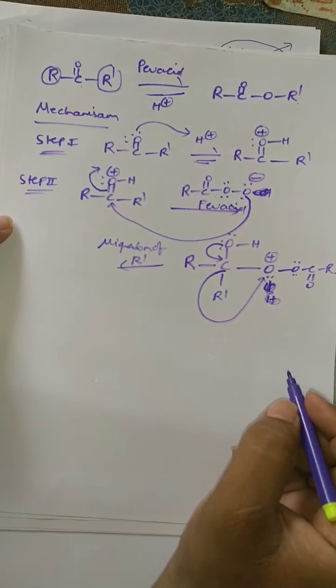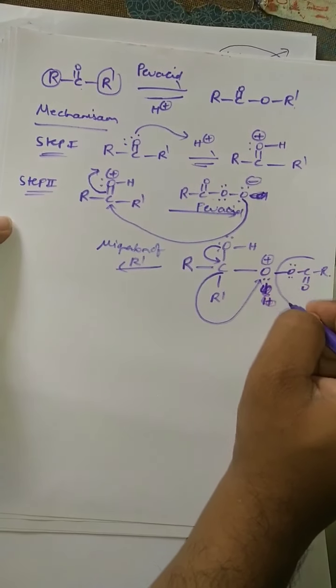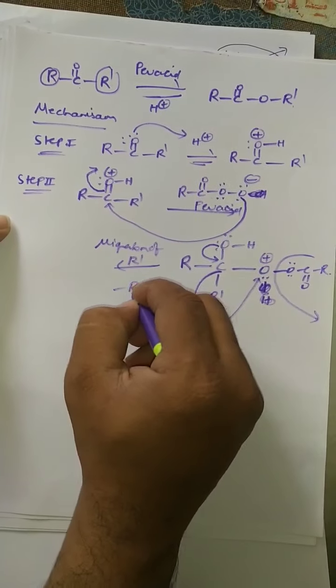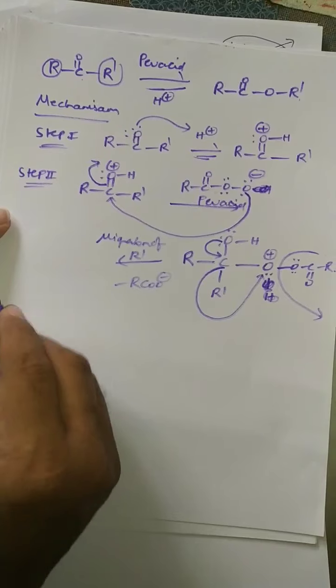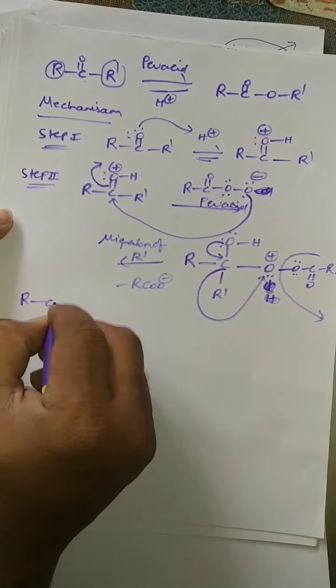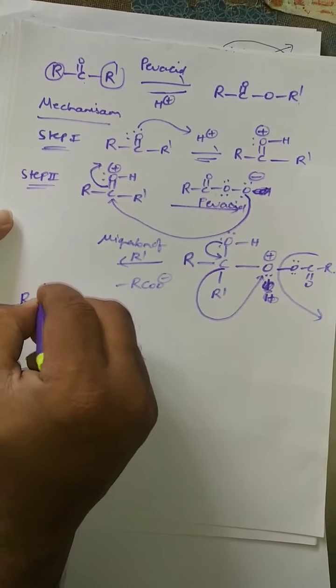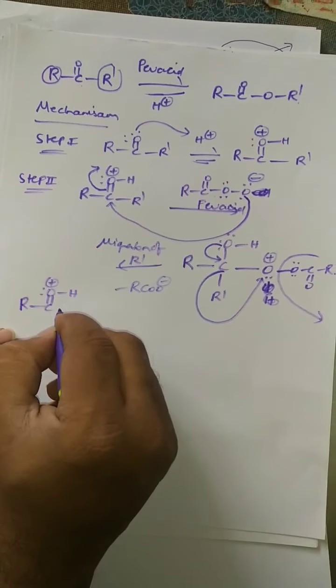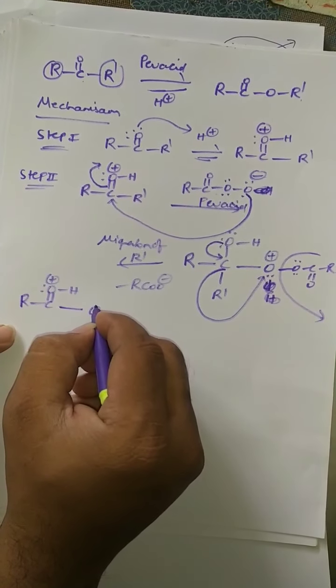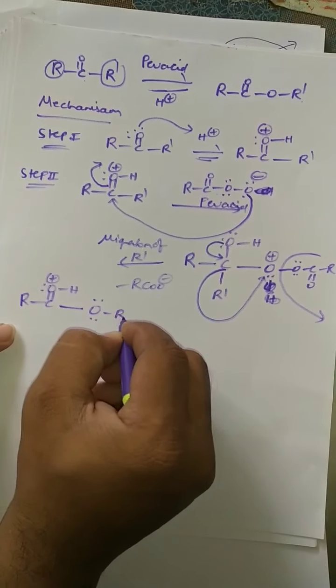Now what happens? Here the bond gets cleaved. This one, minus RCOO minus, is eliminated. And finally what you are going to observe? R, again C double bond O, H. This R dash will migrate towards this. Then you are going to get OR dash, right?